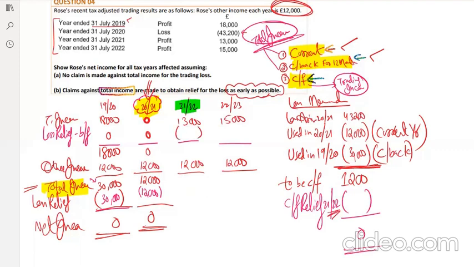Why? You are right, but why? Because, sir, the carry forward relief is only applicable from trading income only. Right or wrong? We will now total them off.